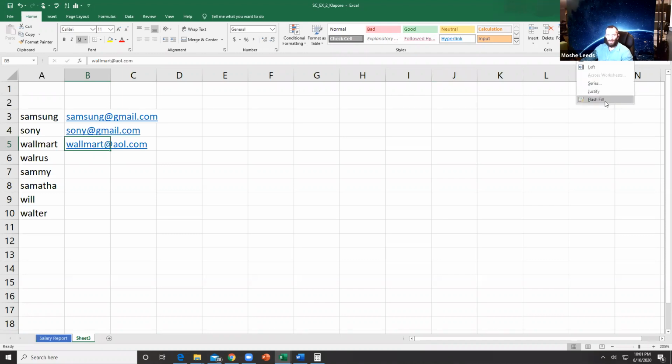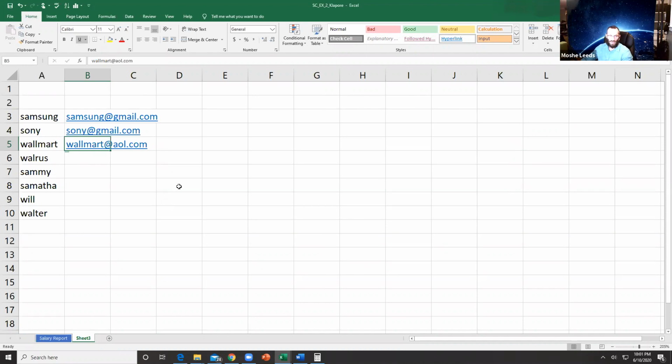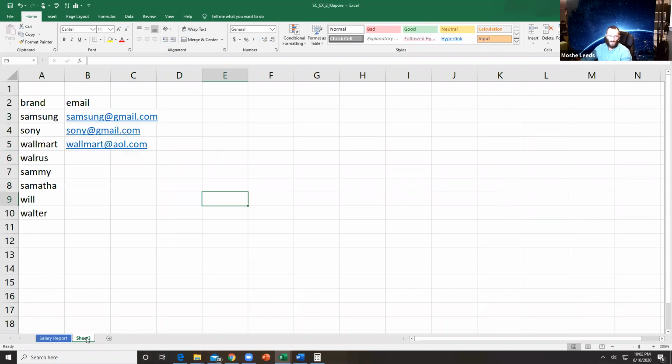So now let's see, flash fill. Okay, so you see what it said here. Brand, email. You see what it said? It looked at the data and it couldn't figure out. We looked at the data next to your selection and didn't see a pattern for filling in values for you. To use flash fill, enter a couple examples.